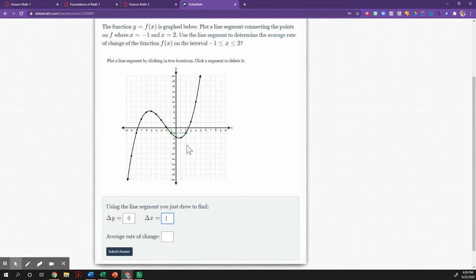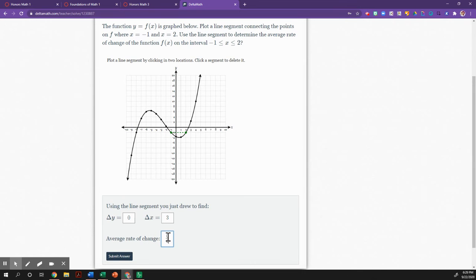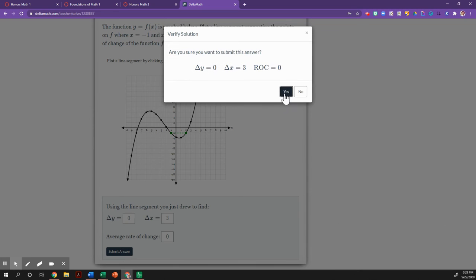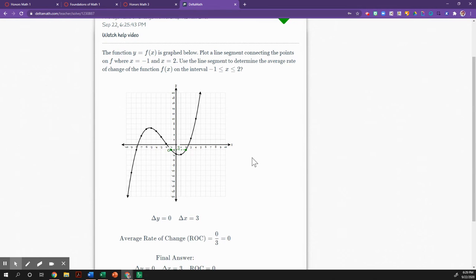Now, the change in x: how many steps to get to this point here? If I'm at -1, I go 1, 2, 3. So my change in x was 3. And so 0 over 3, 0 divided by 3. How does that simplify? That simplifies to just 0. The average rate of change is 0. Submit my answer. Yes. And there you go.